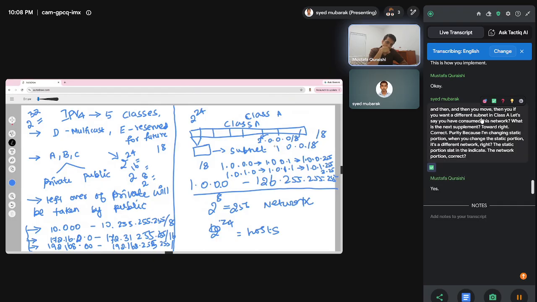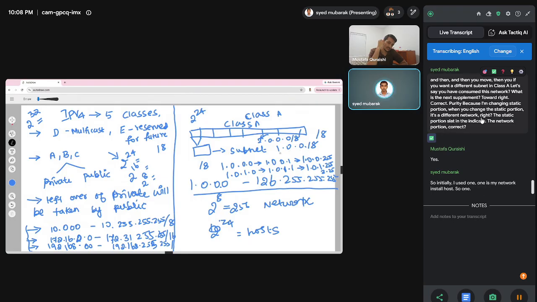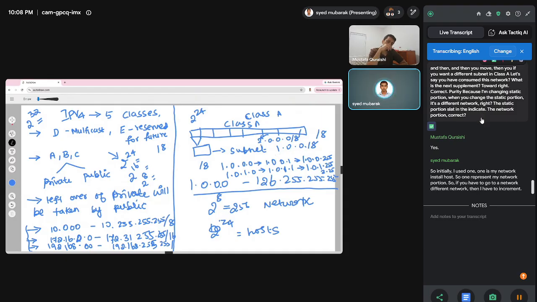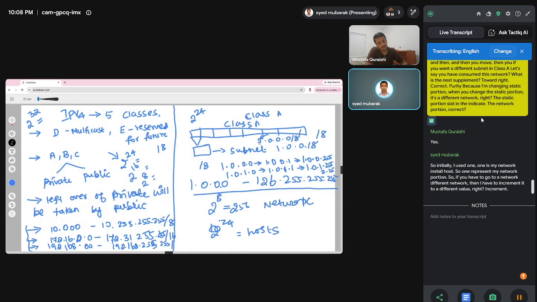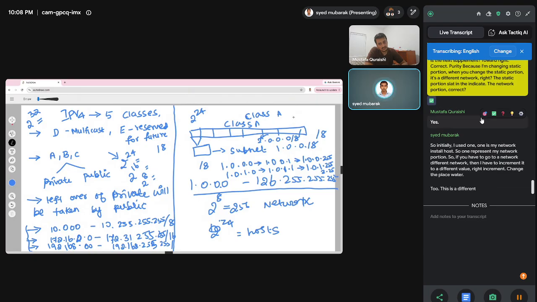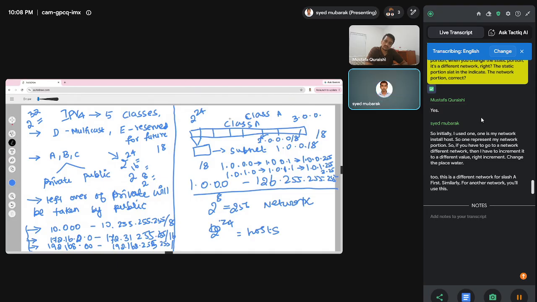So initially I used 1. One is my network, the rest are all host. So one represents my network portion. If I have to go to a different network, then I have to increment it to a different value. Correct? Increment, change, replace, whatever. 2.0.0.0/8 is a different network for /8. Similarly, for another network, you'll use 3.0.0.0/8. Correct.